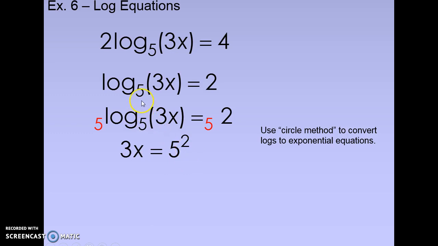So in a sense, we took this base 5 of our log and made it the base of our exponential function. We took this number right here and made it the exponent of our function. And we brought down our 3x. 3x equals 5 squared. Well, 5 squared gives me 25. Now we can follow basic math rules. 25 divided by 3 is 25 over 3, or if you're putting it in a decimal, it'll be something like 8.333.